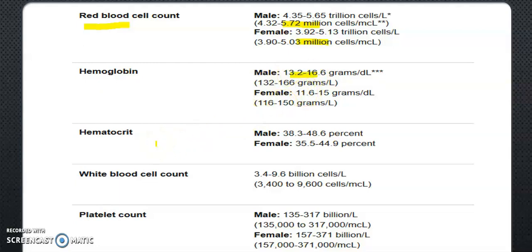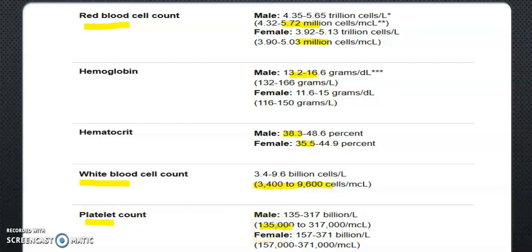Hematocrit is the volume of red blood cells in blood expressed as a percentage. And it varies in males and females, and it's approximately 38% in the case of males and 36% more or less in the case of females. If we look at the white blood cells, they are going to be approximately from 4,000 to 10,000 cells per microliter. And in the case of the platelets, approximately from 150,000 to 450,000 cells per microliter, as you can see right here.